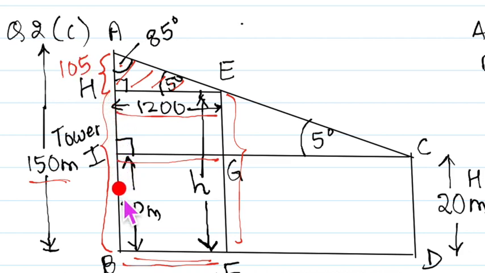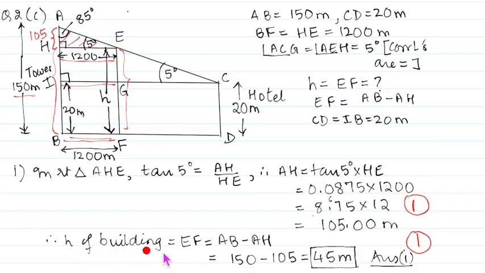So how much will this HB be? The height of the building is going to be EF, which is going to be HB, correct? Which will be your AB minus AH. Can you see that? AB minus AH. The full thing is 150 minus 105. That gives you 45 meters.